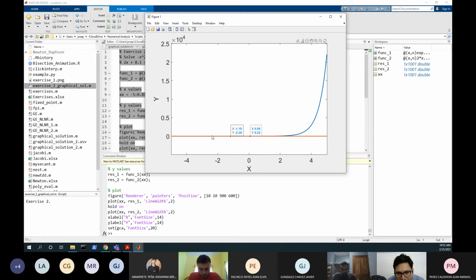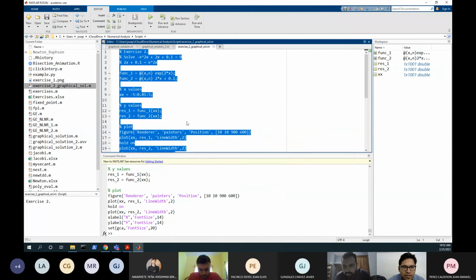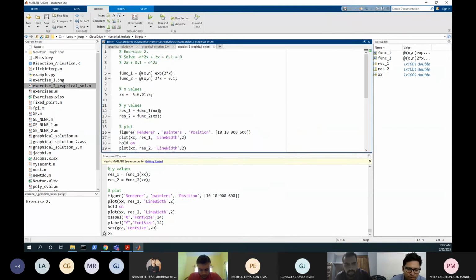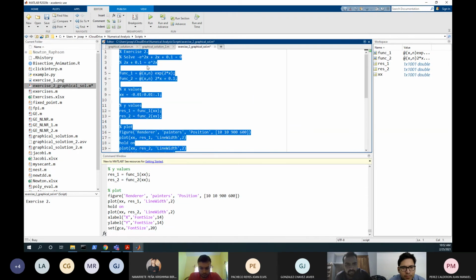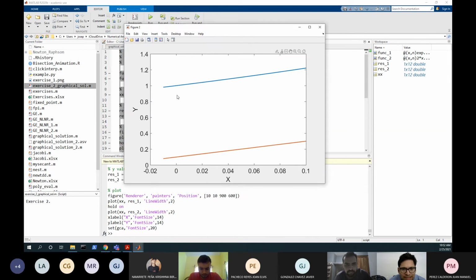So here, oops, it's not 0. So it's not actually the value that I was expecting, the intersection. So I have to play with the intersection. So 0.01 and then 0.1. This is the minimum amount that I can zoom in. So you see that it's not touching. So for this equation, specifically in the case of number 2, there is no graphical solution.